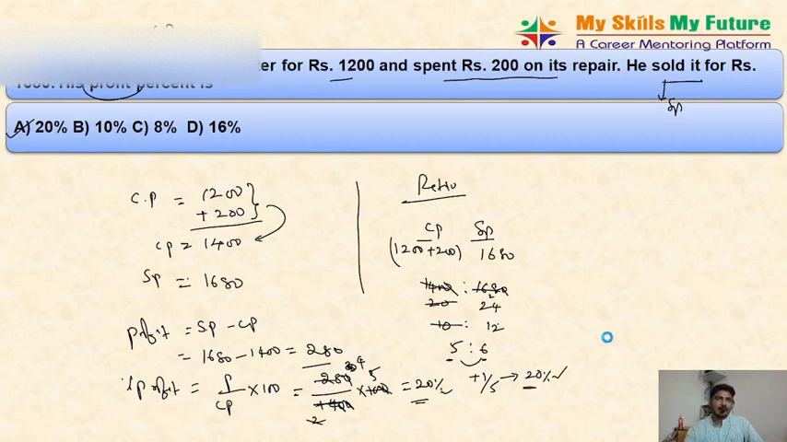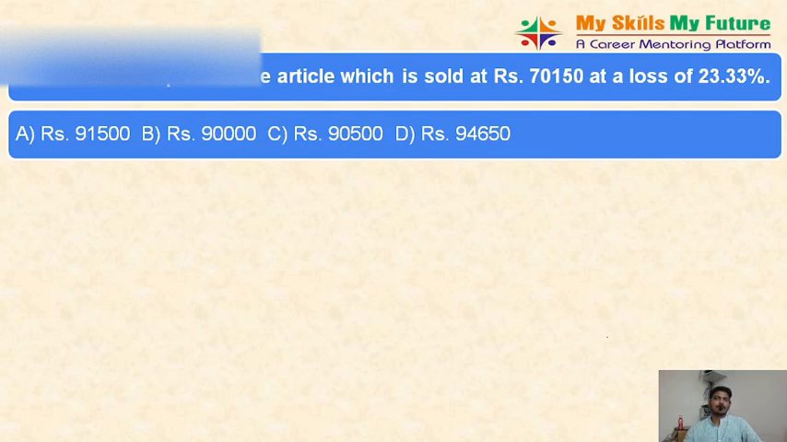And similarly, you try to solve this particular problem and give your answers in the comment section. What is this question? Find the cost price. We need to find the cost price here, and he gave the selling price as 70,150, and the loss percentage he gave as 23.33. Try to solve this particular question, and I'll try to explain it in the next session by considering this example.